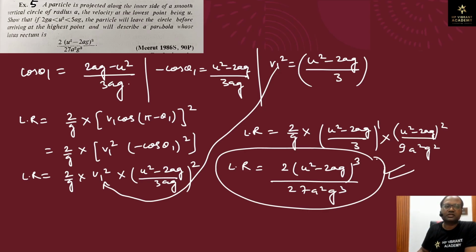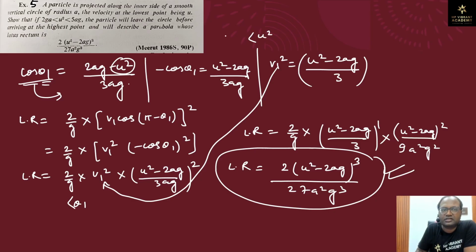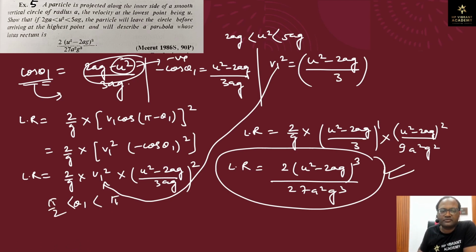The particle will leave the circle before arriving at the highest point. This we have already shown because of the restriction on theta 1: cos theta 1 is negative, since the restriction on u square is that it is greater than 2ag and less than 5ag, so the numerator term will be negative. This means theta lies between pi by 2 and pi. Before reaching the highest point, the particle will leave the circle and follow the parabolic path.